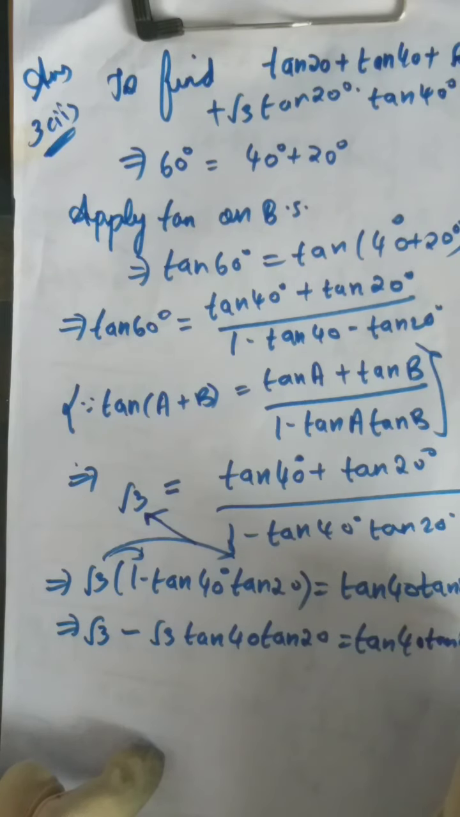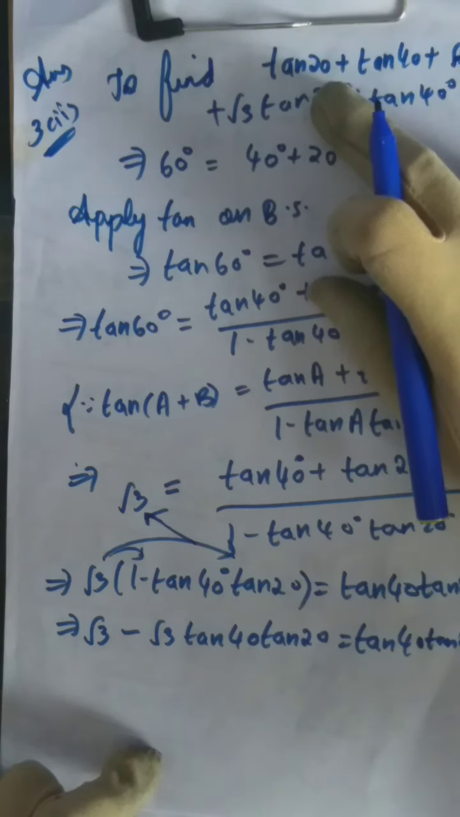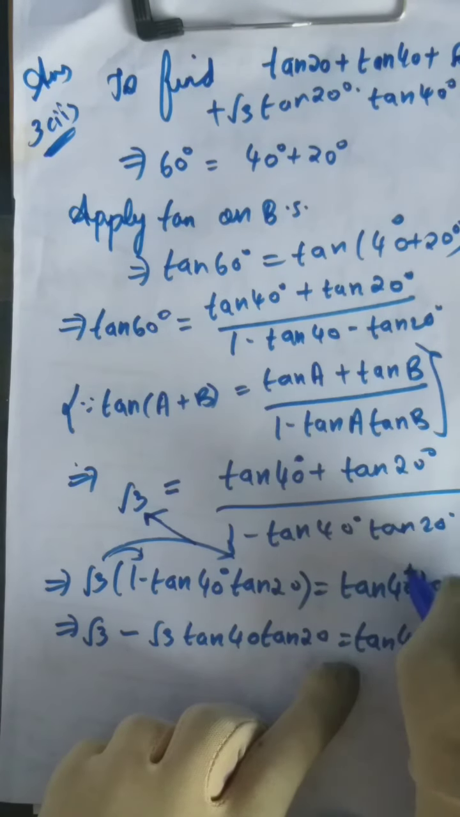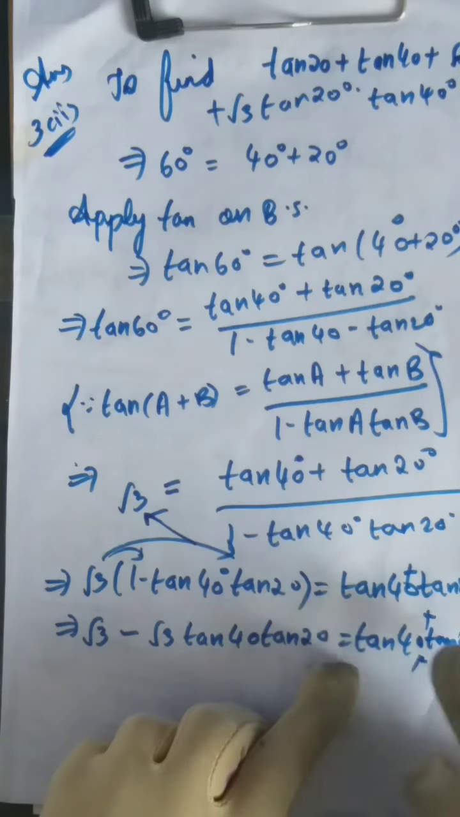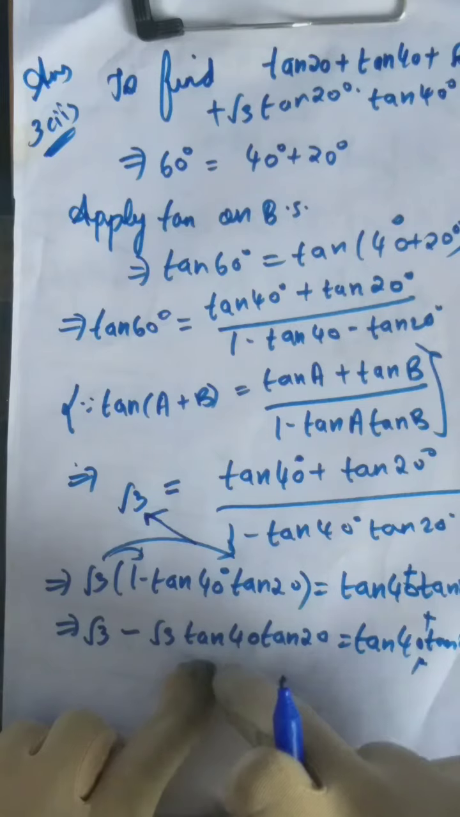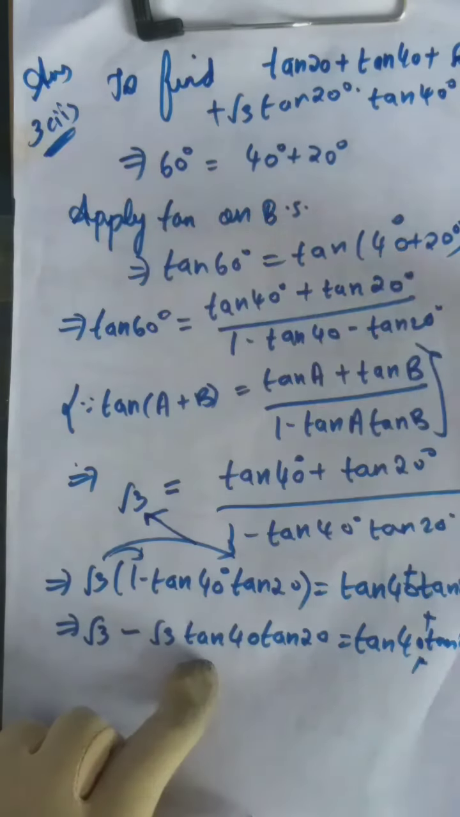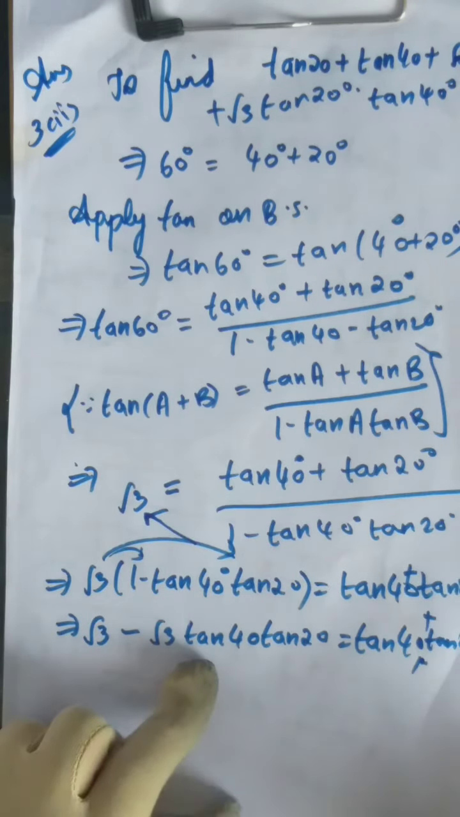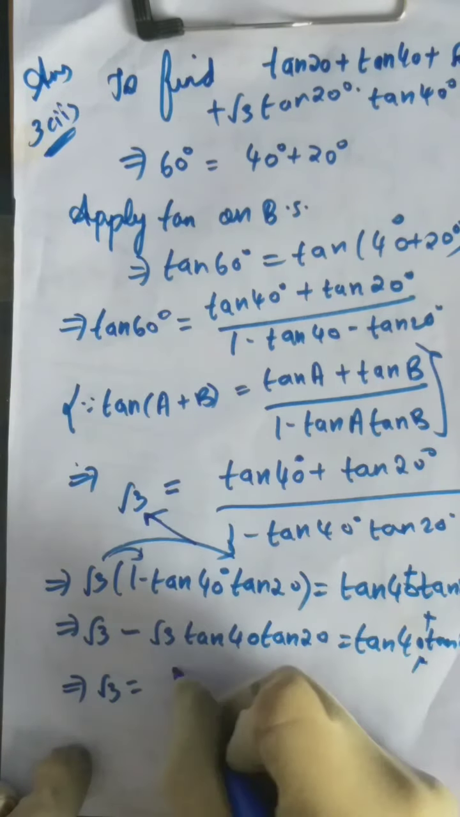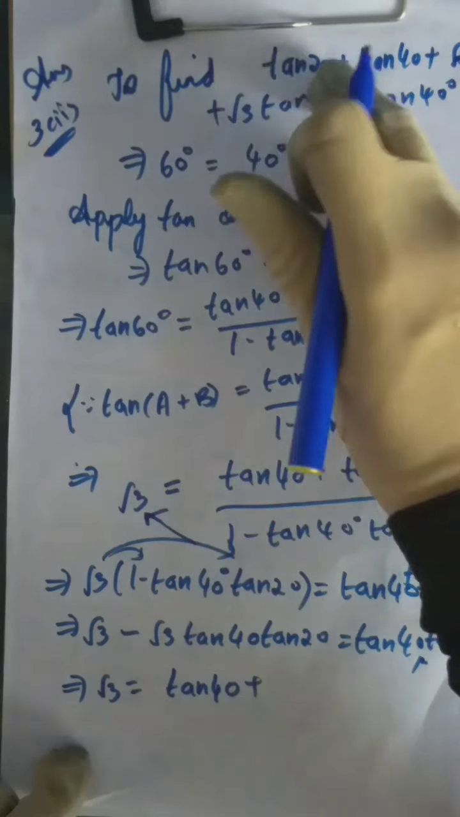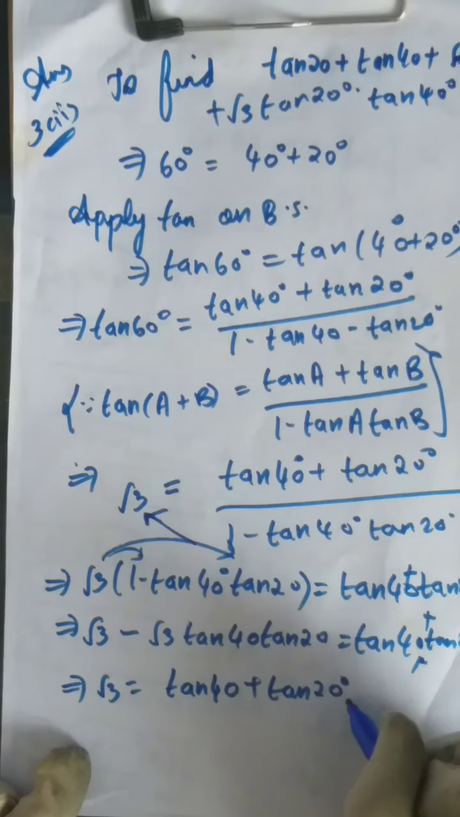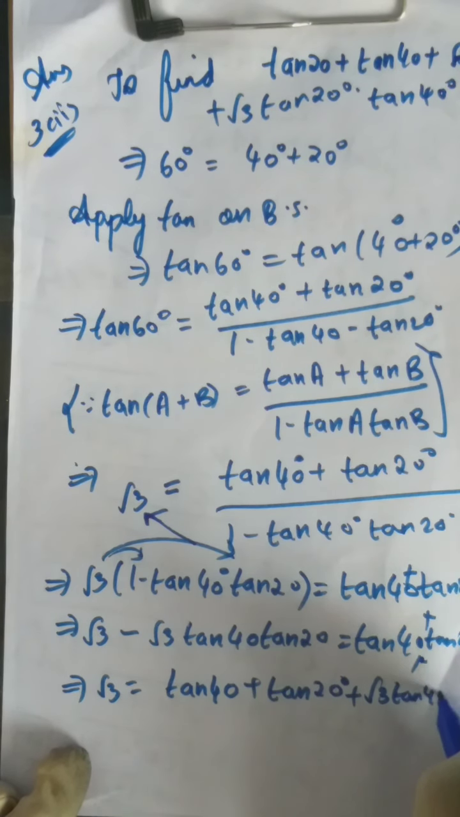In the question, remember what we had to find: the value of tan 20 plus tan 40 plus root 3 into tan 20 tan 40. So here we have a plus between tan 20 and tan 40, and we need plus root 3 into tan 20 tan 40. So if we send this minus root 3 tan 40 tan 20 to the RHS, it becomes plus root 3 tan 40 into tan 20, and root 3 stays as it is. So root 3 is equal to tan 40 plus tan 20, keeping it as it is because we need tan 40 plus tan 20 here, plus root 3 tan 40 tan 20.